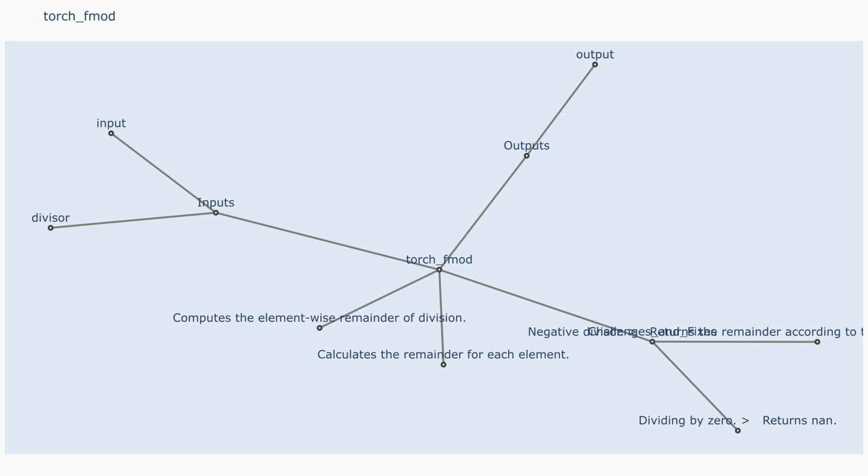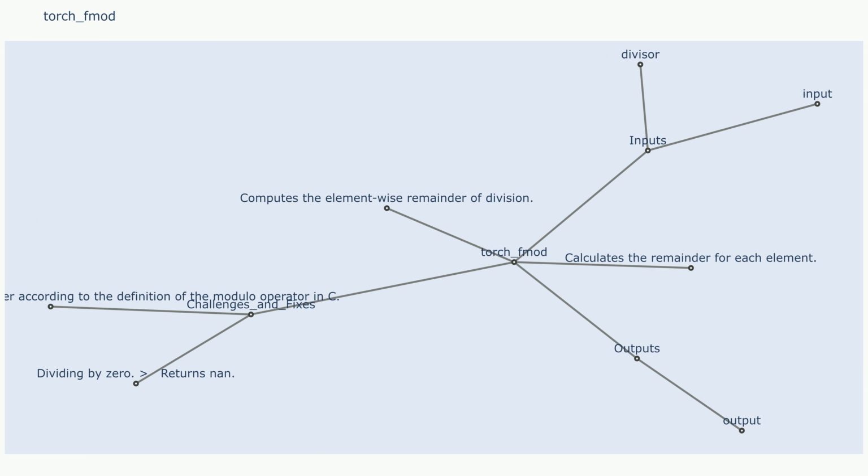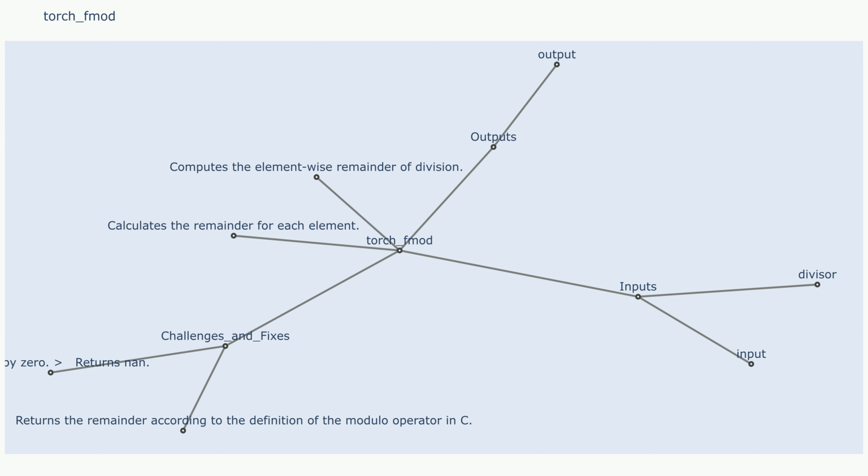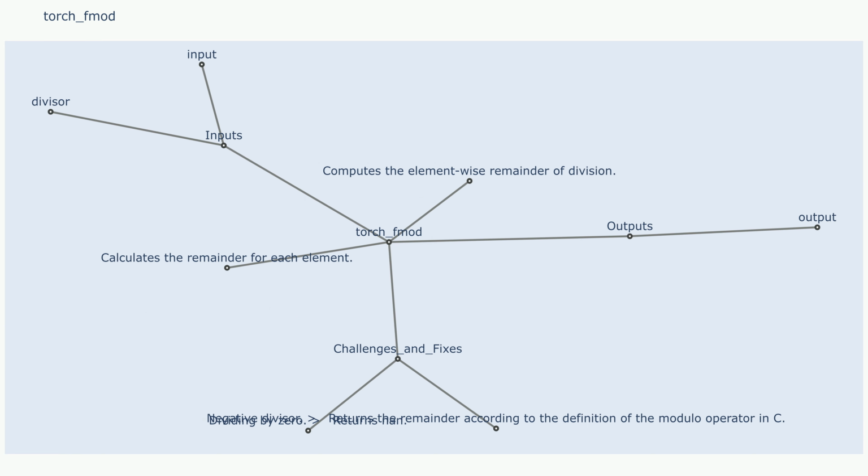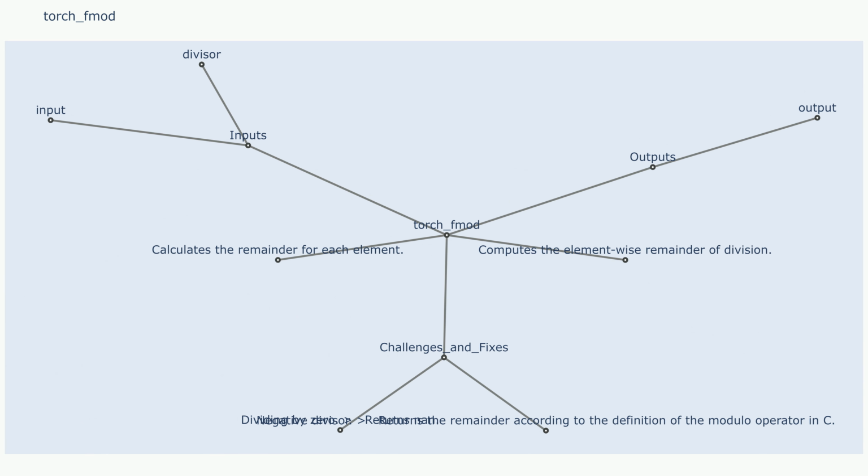Challenge 2. Input tensors with different shapes. If input and other have different shapes, the torch.fmod function will broadcast the tensors to match their shapes before performing a division. This can sometimes lead to unexpected results if the broadcasting behavior is not fully understood. Sample use case that resulted in challenge 2. torch.fmod(torch.tensor([1, 2, 3]), torch.tensor([1])).